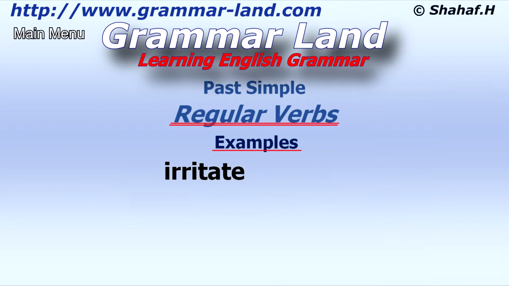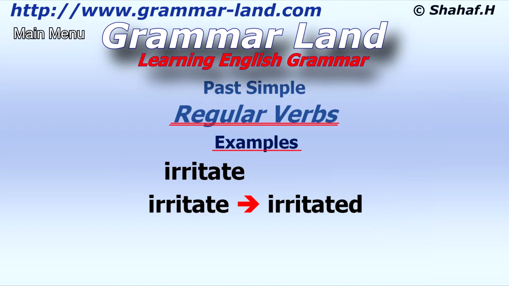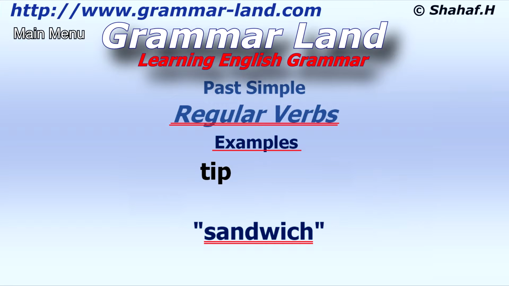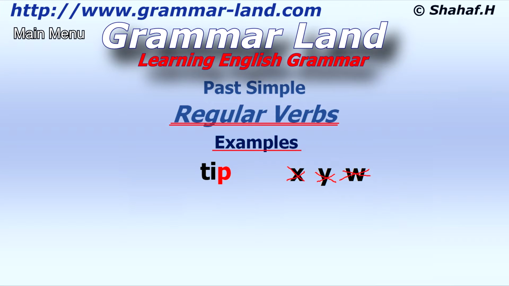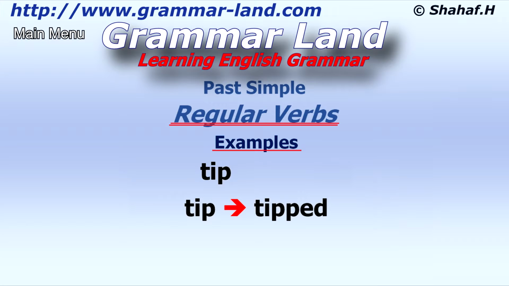Irritate. The verb irritate ends in e, so we add d to it. That's how it should be, irritate, irritated. Tip. Tip is a sandwich. It ends with p, which is a consonant. There's vowel i before the p, and the consonant t before the i. The last letter, p, is not x or y or w, so we repeat it and add ed. Tip. Tipped.